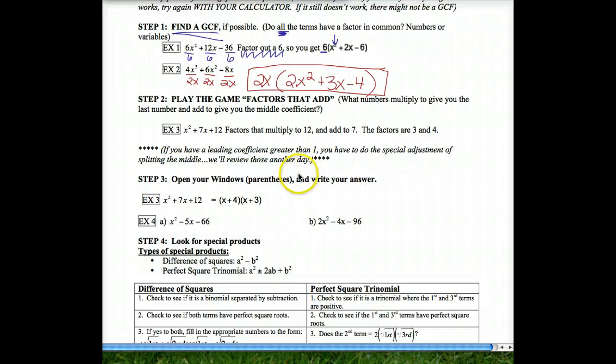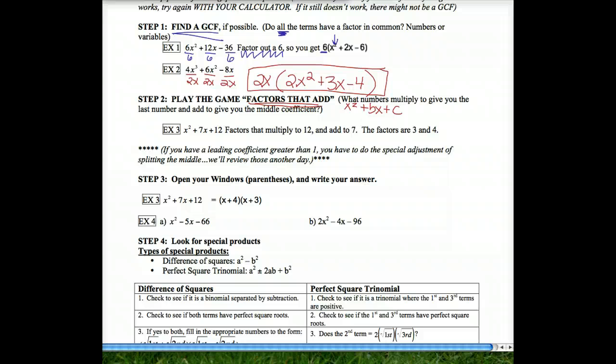Okay, so that's GCF factoring. Hopefully that looks vaguely familiar and you remember that now. The second type of factoring is playing the game that we call factors that add. And we play this game when we are factoring things that are of the form x² plus bx plus c. The way that you play the game factors that add is you ask yourself this question.